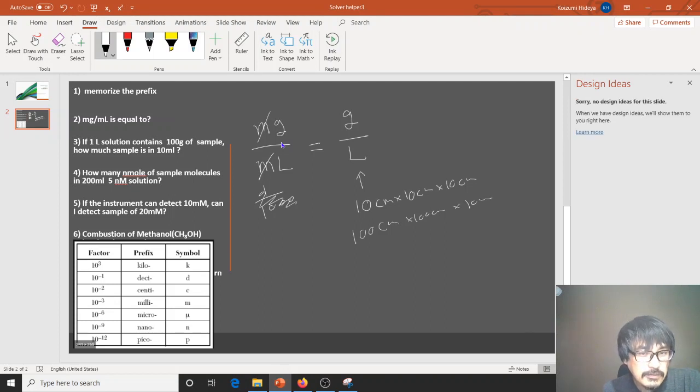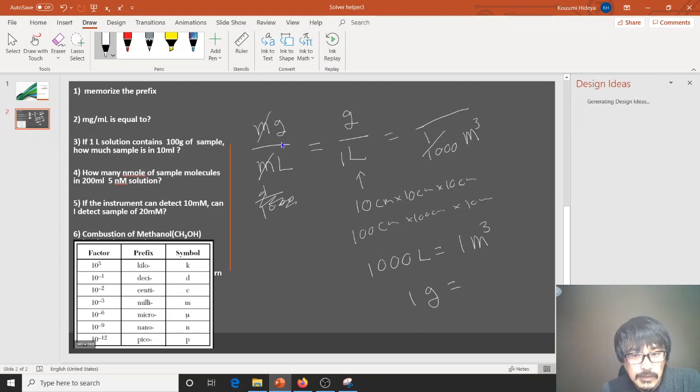So it's really 1000 liter is actually equal to 1 meter cube right here. So 1 liter right here is actually equal to 1/1000 meter cube. How did I actually get this one? Divide both sides by 1000, right? And then 1 gram is 1/1000 kilogram, right? Because kilo is just 1000, right?